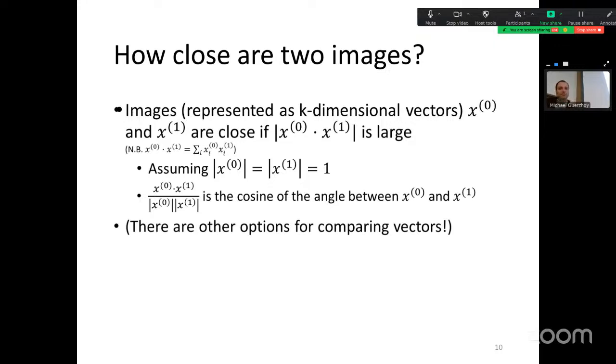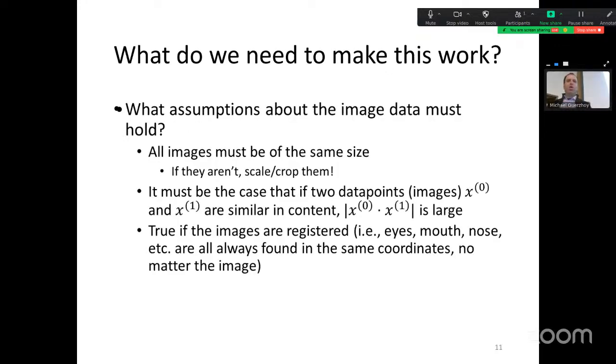So, all right. What do we need to make this work? Obviously, all images must be the same size, right? Because otherwise you can't compute the dot product of two vectors that have different dimensions. But if they aren't, you can scale them or crop them. People do that kind of thing all the time. It must be the case that it actually works.